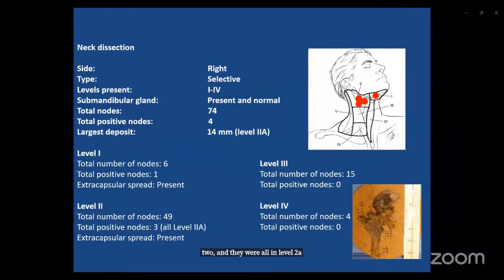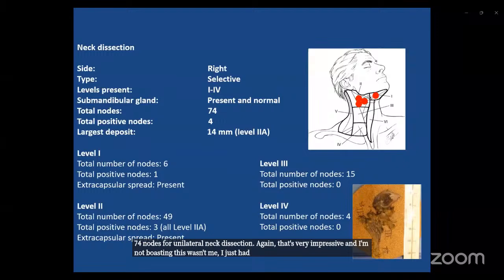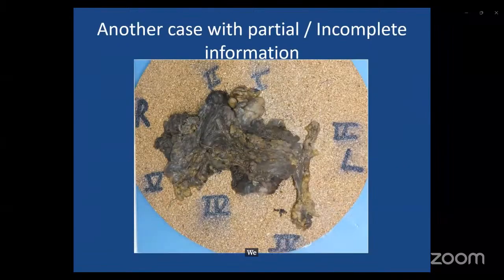Again, a good number of nodes, with the positive nodes shown on the template for the MDT. 74 nodes for a unilateral neck dissection. Again, that's very impressive, and I'm not boasting, this wasn't me, I just had a very good trainee with me that day. We saw this specimen earlier in the larynx presentation, where we've got most of the levels but not all the levels that we need.